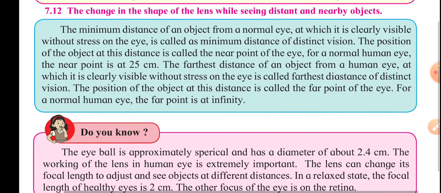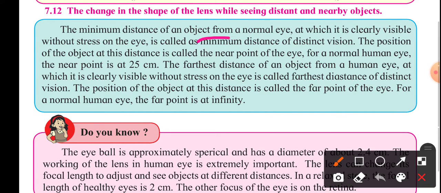The minimum distance of an object from a normal eye is 25 centimeters. This means if we want a clear vision of something, the object should be at least at the near point of 25 centimeters, and the far distance we cannot say. It can be infinity also. It depends on the size of the particular object and its brightness.